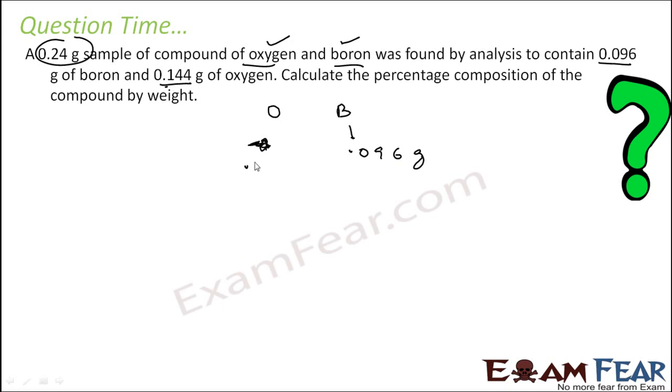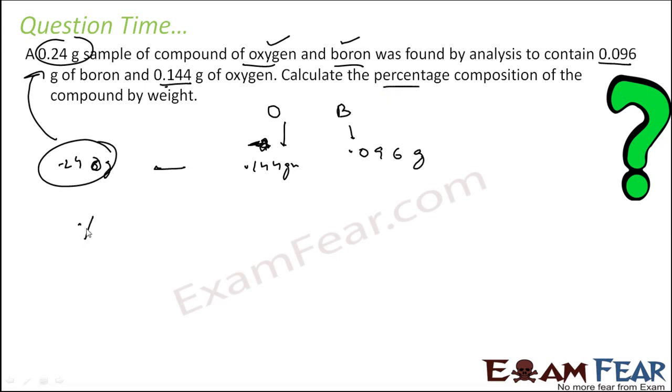And 0.144 gram of oxygen. Let's add these two values. When you add this, you get 0.24, and that is the total sample. Correct. So we have a sample of 0.24 gram which has 0.144 gram of oxygen and 0.096 gram of boron. We have to find the percentage composition of the compound by weight.